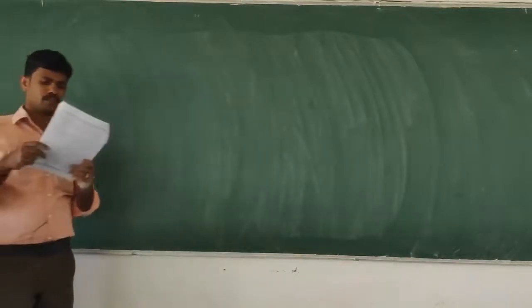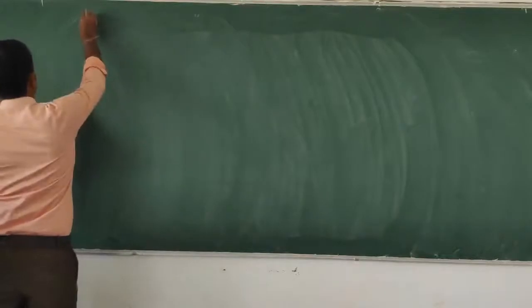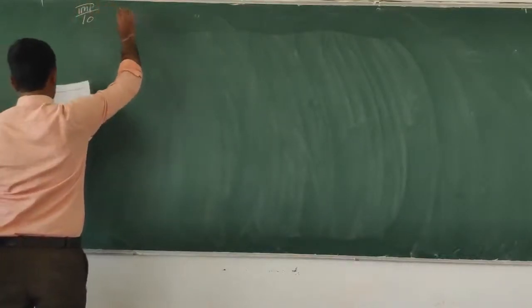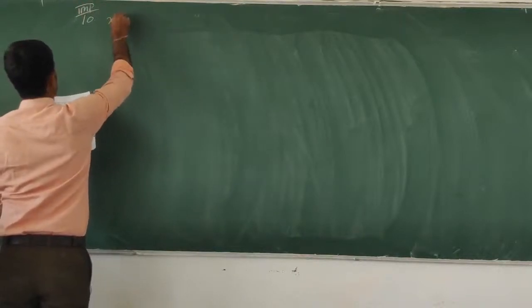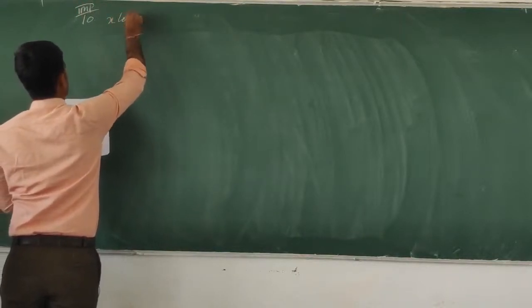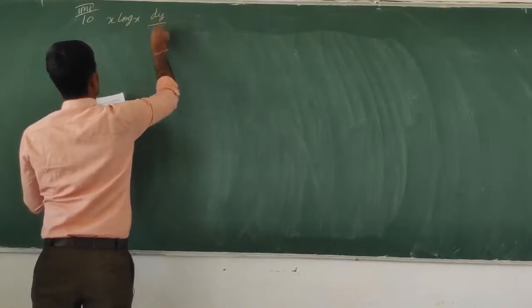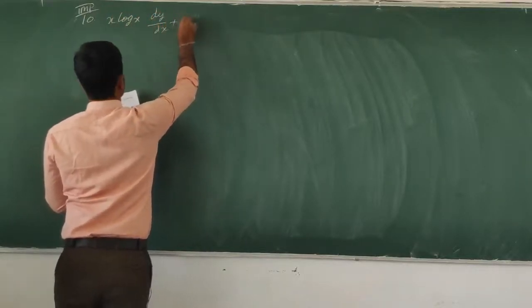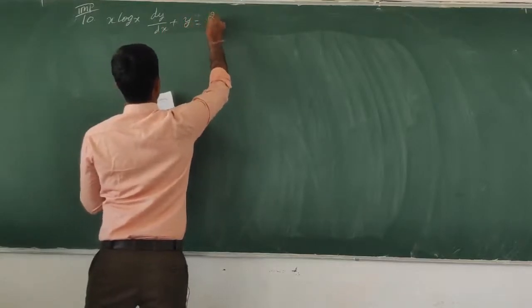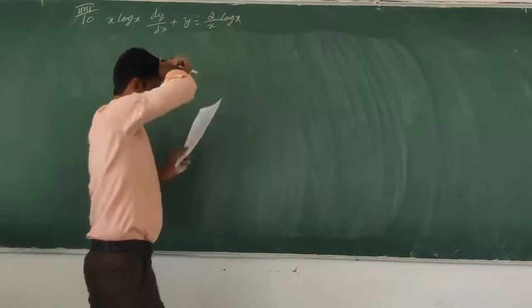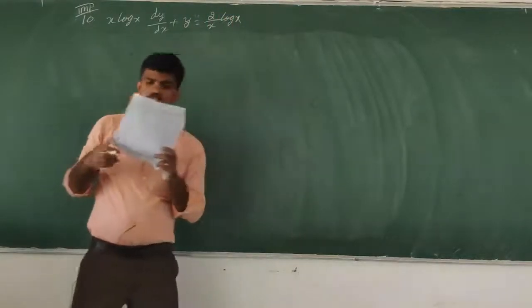Tenth one. This is also an important problem, and it is also very easy. The problem is x log x into dy by dx plus y is equal to 2 by x into log x. 2 by x into log x. This is the given differential equation.